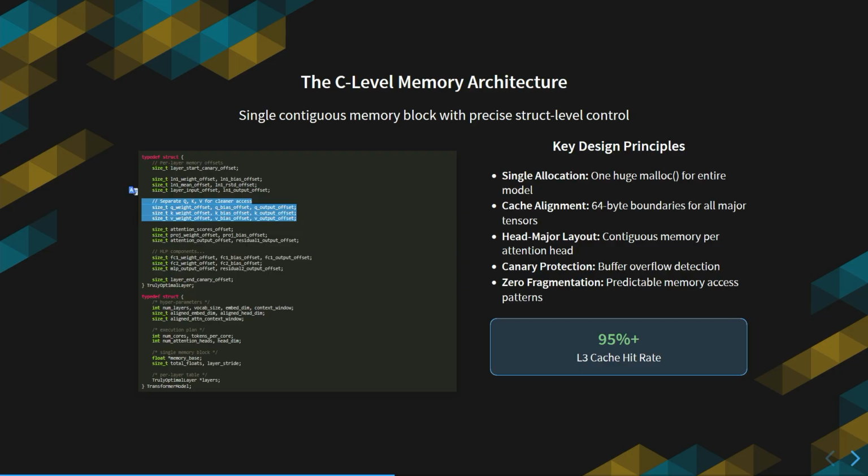And the truly optimal layer struct shows how we can track precise memory offsets for every tensor. And the transformer model struct manages the entire model with aligned dimensions and execution planning. And this level of control over memory is what separates a toy implementation from a production one.